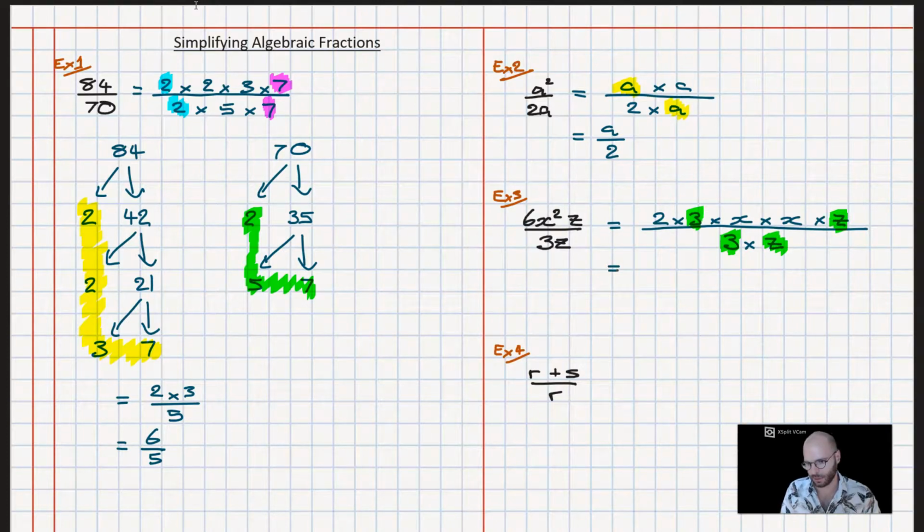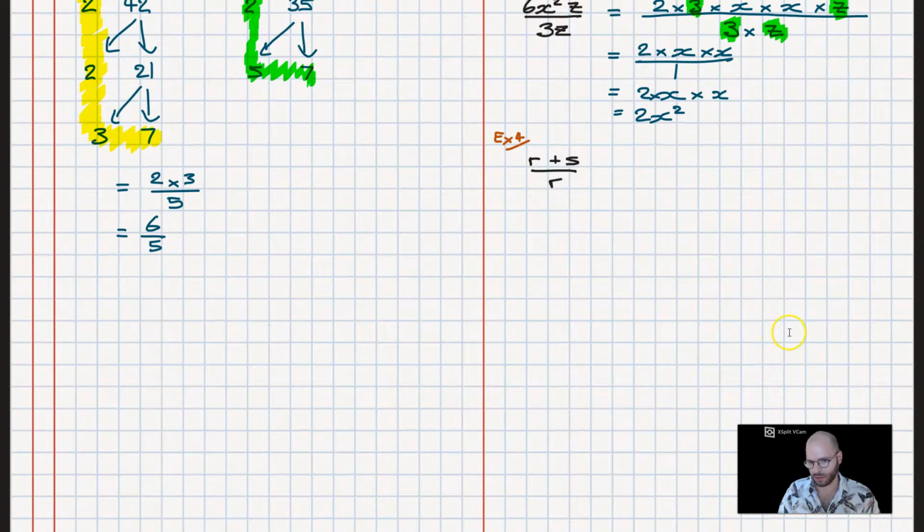Cleaning this up, we have 2 times x times x all over, and notice I don't have anything left in the denominator anymore, so that's going to simply become all over 1. Because that's all over 1, I don't have to worry about the denominator anymore. And then I'm going to use my algebra to simplify this. So it simply becomes 2x squared. Nothing to it.